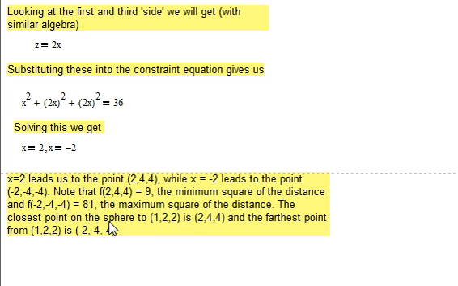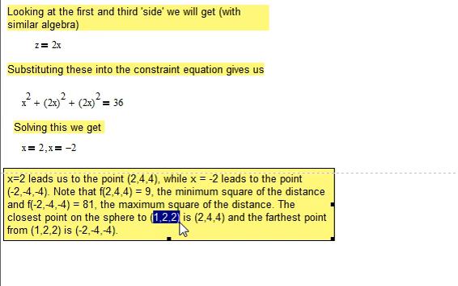Then the closest point on the sphere to the point (1, 2, 2) is the point (2, 4, 4). And the farthest point away from the point (1, 2, 2) is the point (-2, -4, -4).